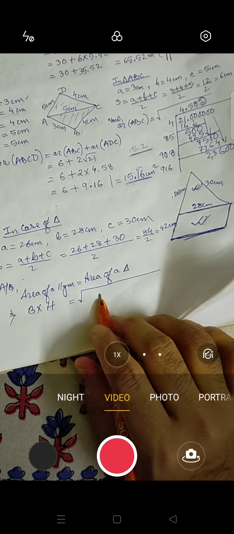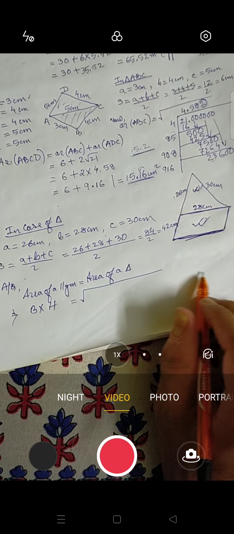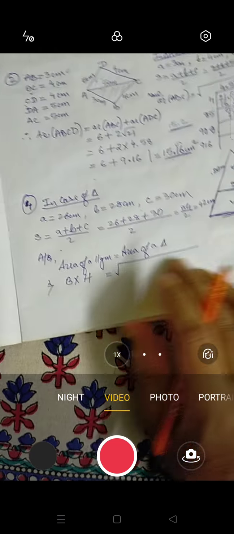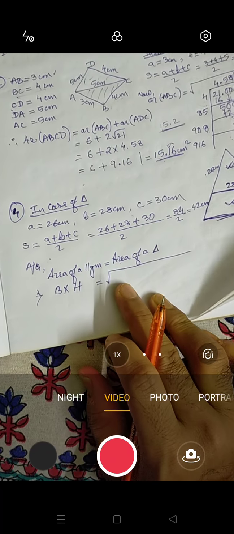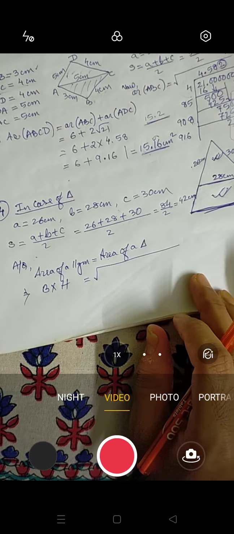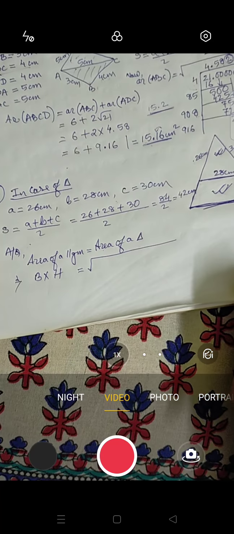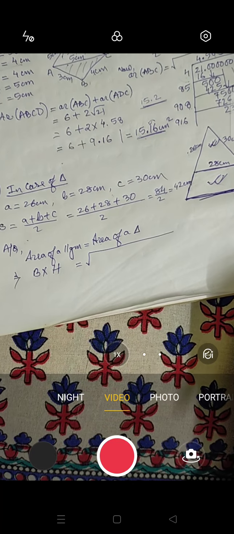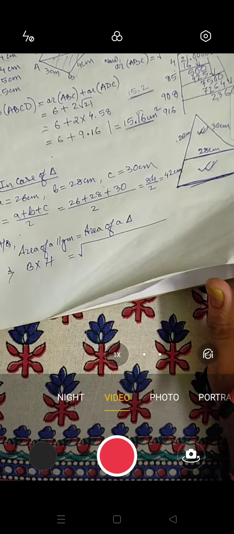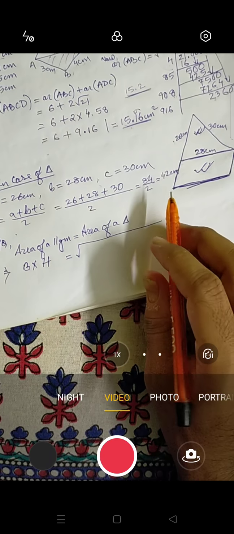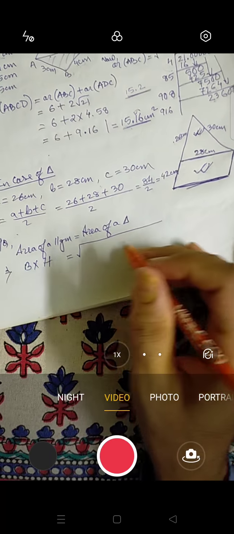You can write the formula: S into S minus A. I will not write that, okay. You just write S into (S minus A) into (S minus B) into (S minus C). Once it is over, then you can write the next step. Ready?